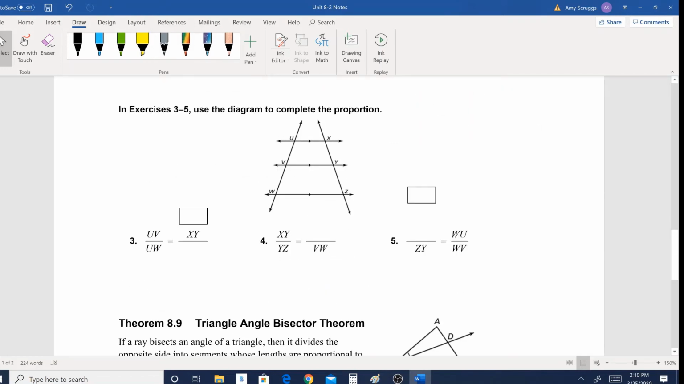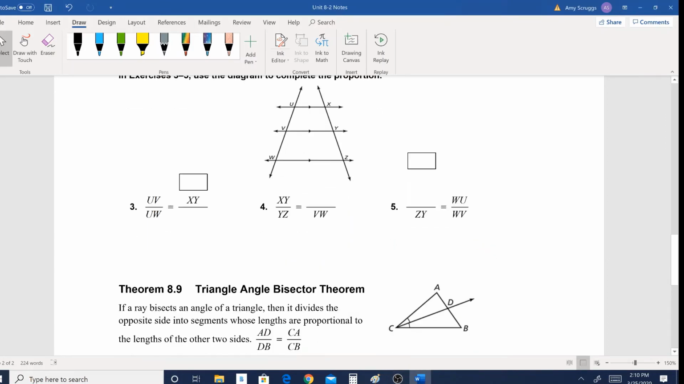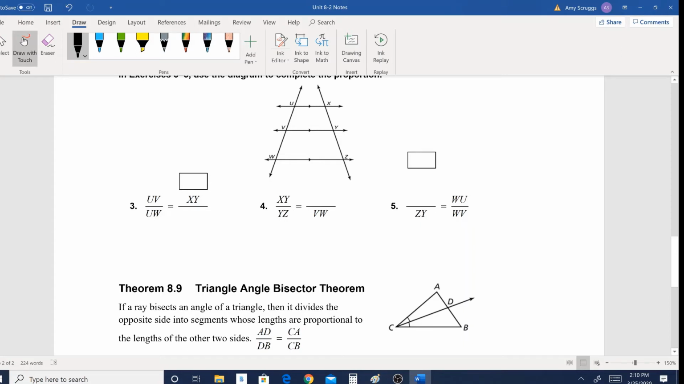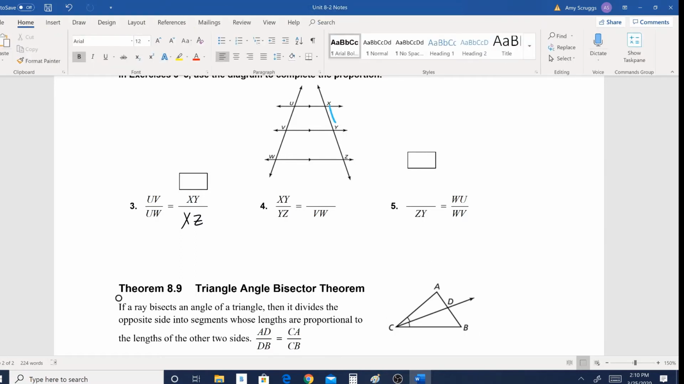All right, use the diagram to complete the proportion. Okay, no problem, except my boxes are all over the place, but we can do this. UV goes with UW, so therefore XY goes with XZ. Okay, so if you need to draw lines, that's how you work it out there. Okay, XY, so that's right here, goes with YZ as blank goes with VW. Well, that would be UV.